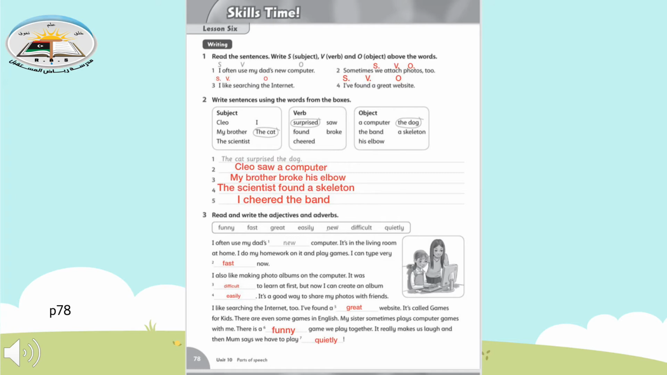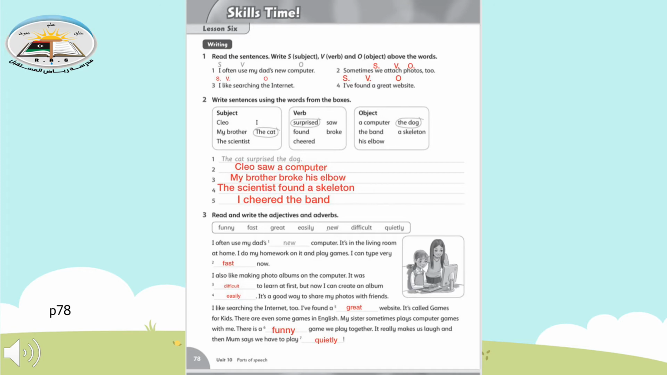Silo is our subject, saw our verb, a computer our object. Number 3. My brother broke his elbow. My brother is a subject, broke is a verb, his elbow is an object. Number 4. The scientist found a skeleton. The scientist is a subject, found is a verb, a skeleton is an object.